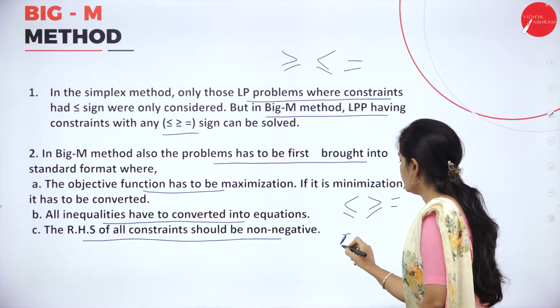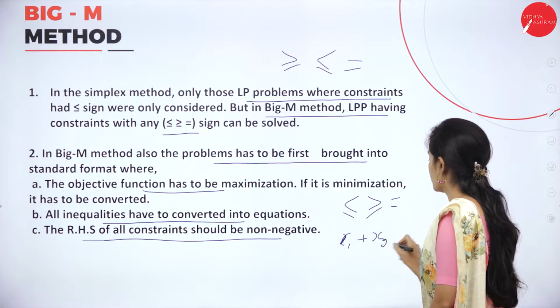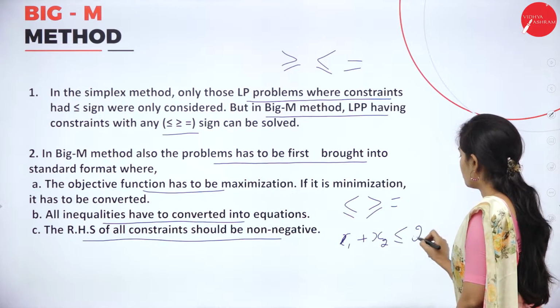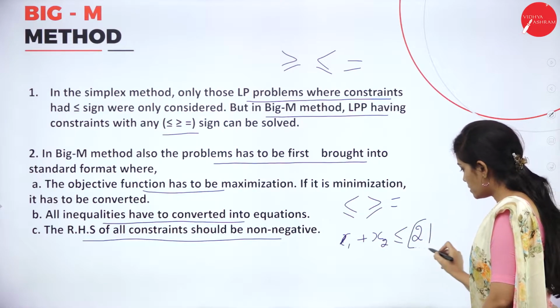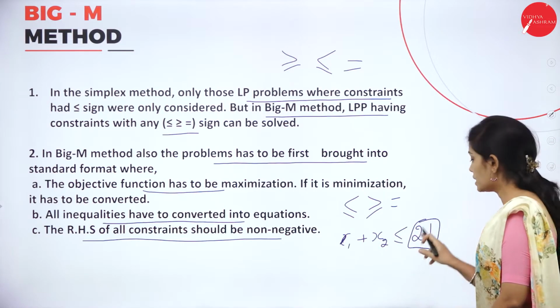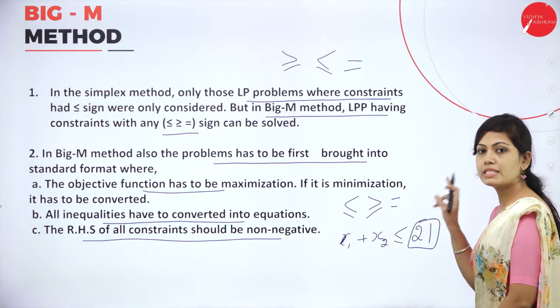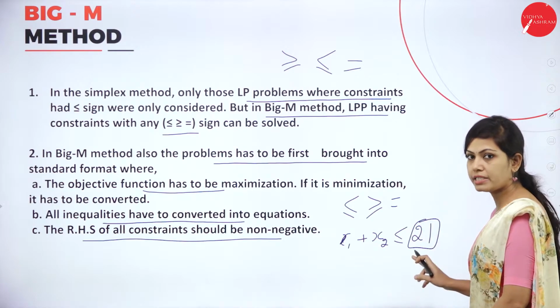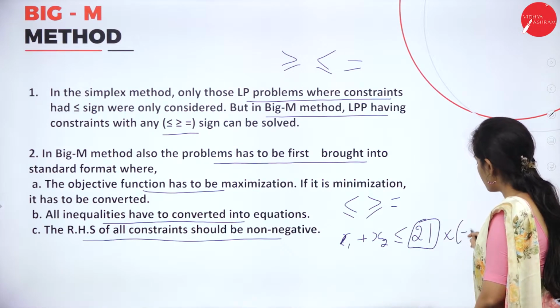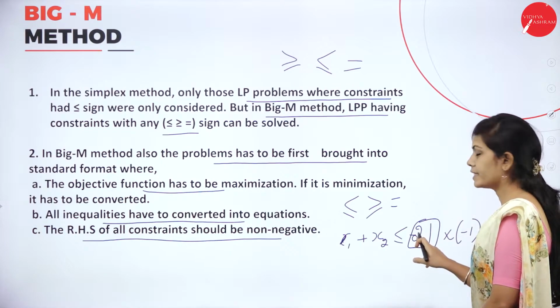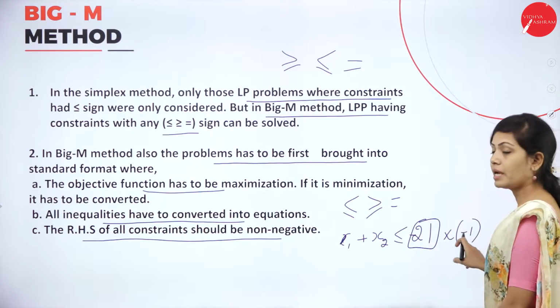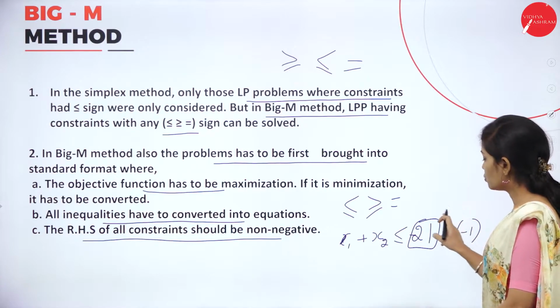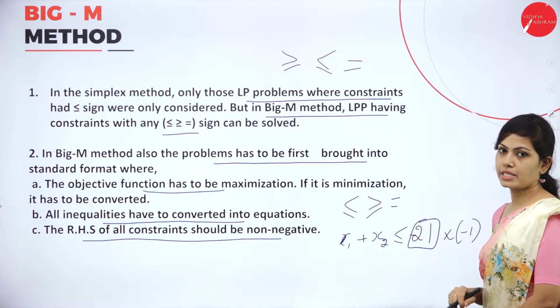Example, x1 plus x2 less than or equal to 21. So RHS means this is the RHS value. The RHS value should always be positive. If you get negative, you have to multiply this by -1. If you get negative 21, you have to multiply this by -1 to convert it into a positive RHS value.